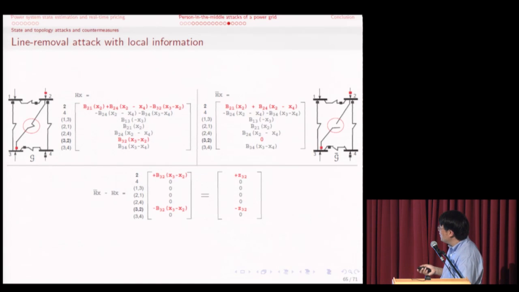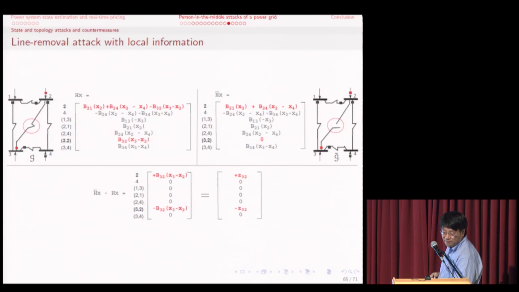In fact, this kind of local attack can be implemented rather easily. So you ask what kind of information you need to launch an attack. This is a simple line removal attack: if you want to make one line disappear, you just have to redistribute the power measurement to the rest of the network.